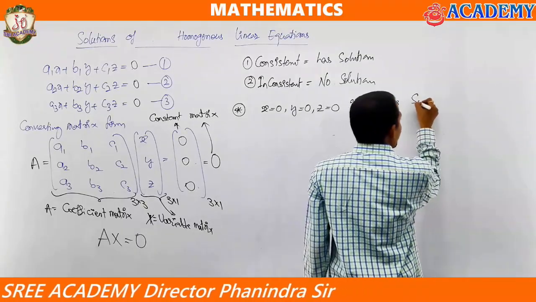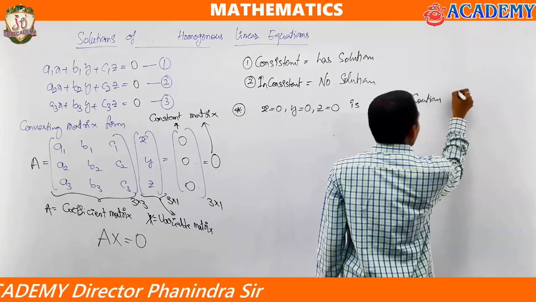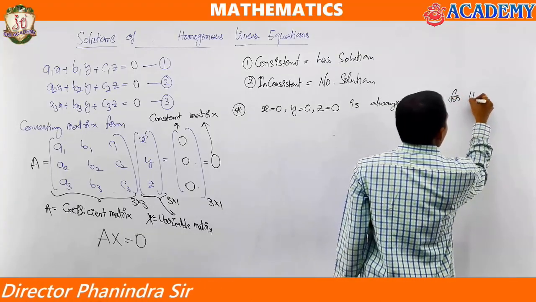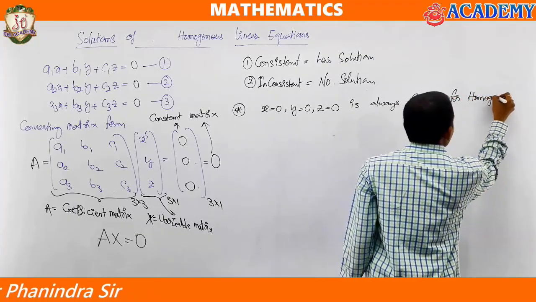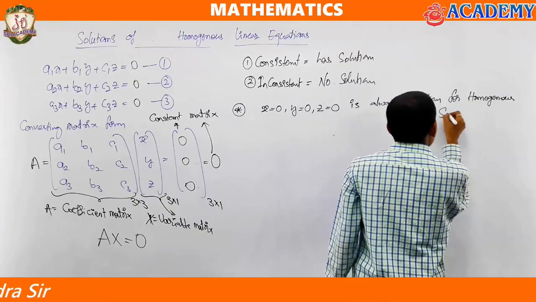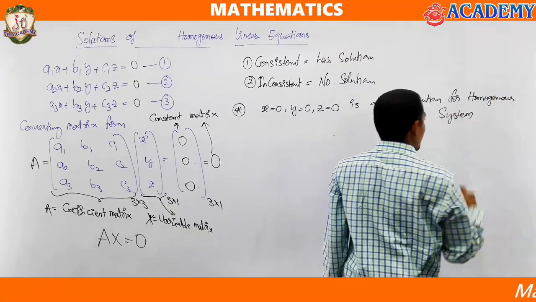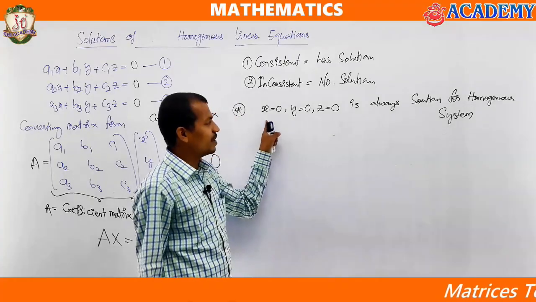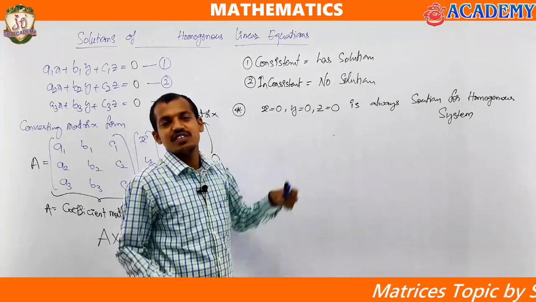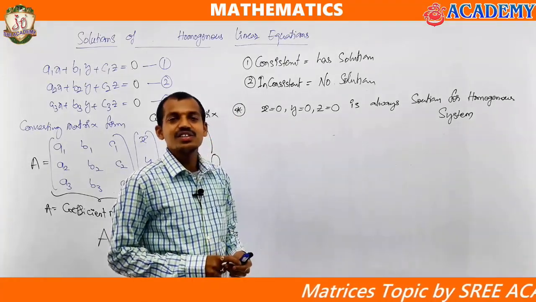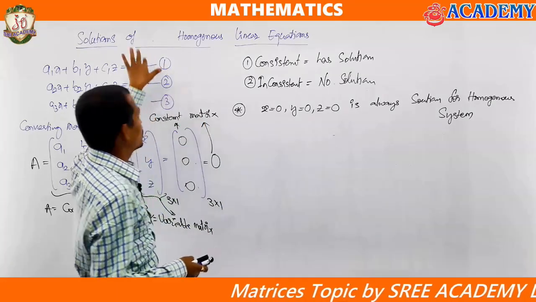x equal to 0, y equal to 0, z equal to 0 is always a solution for a homogeneous system. x equal to 0, y equal to 0, z equal to 0 is always a solution for this system.